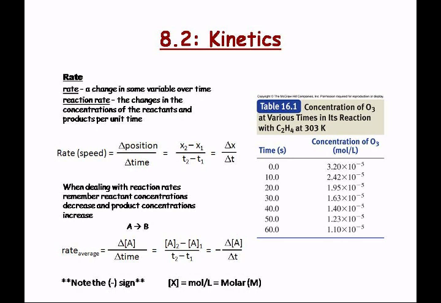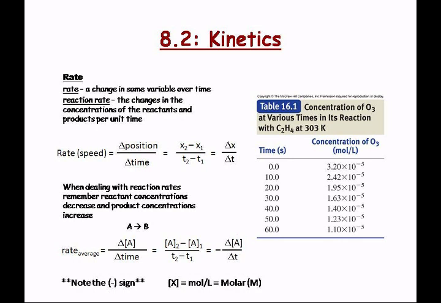In this case, we're going to be talking about reaction rates, right? Reaction rates are the changes in concentration of reactants and products per unit time. So remember, any rate, like a speed, is the change of position over the change in time. So that would be like x2 minus x1 over t2 minus t1, or the change of x over the change of t.